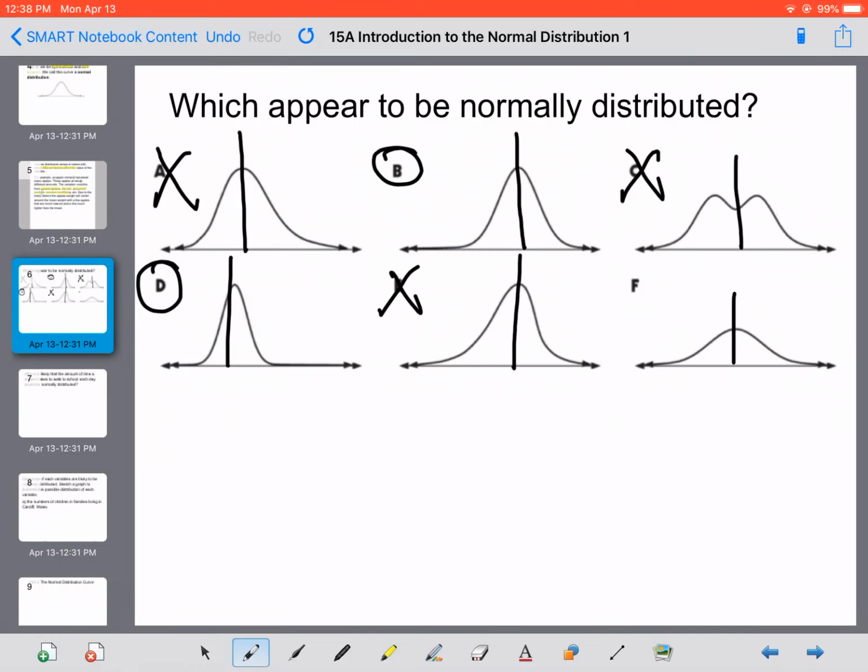And then F is going to be the same on both sides, and it has that bell-shaped curve, which means F is normally distributed. So in this particular problem, B, D, and F are all normally distributed, where the other ones do have a curve to them, they're just not normally distributed.